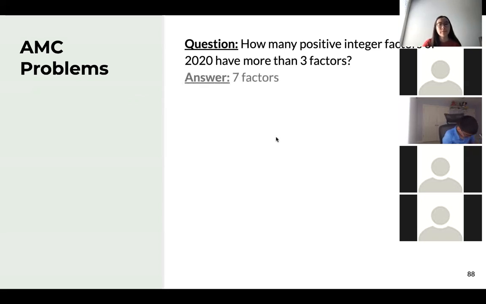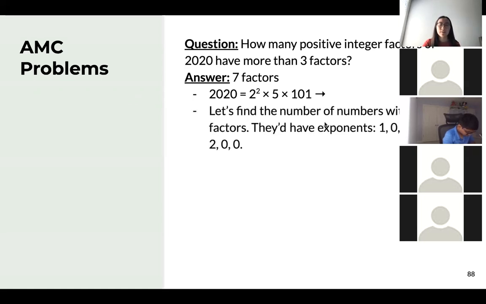Yep, perfect. So that's the prime factorization. Now we have to think about what would make a factor have less than 3 factors. There are a couple of ways that would work. They could have just 1 factor, 2 factors, or 3. So that's what their exponents could look like.